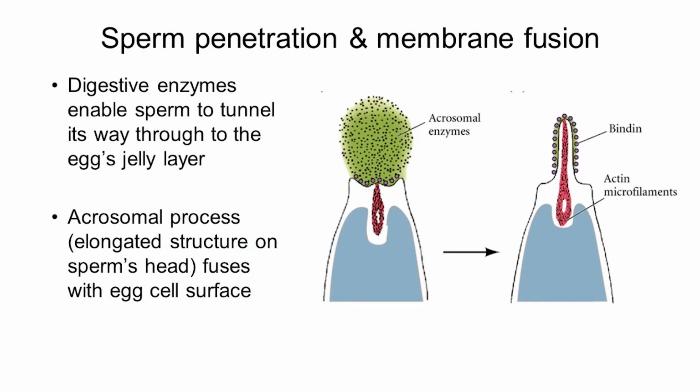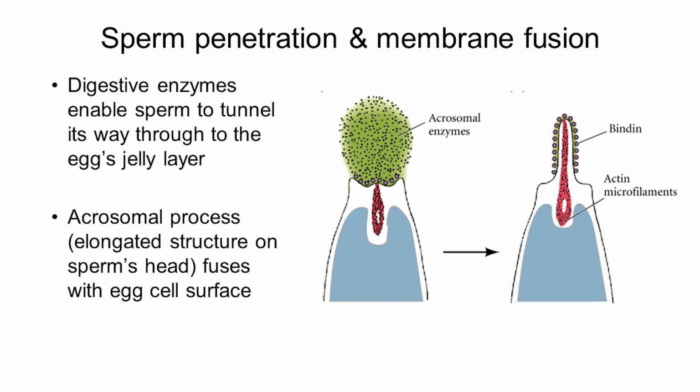Continuing with the sea urchin example, in the front portion of the head of the sperm is an area called the acrosome, and when jelly polysaccharides bind receptors on the head of the sperm, enzymes from the acrosome are released that digest the jelly polysaccharides, and this allows the sperm to penetrate the jelly layer.